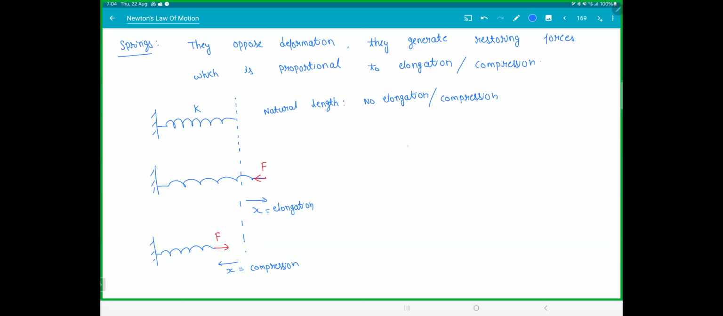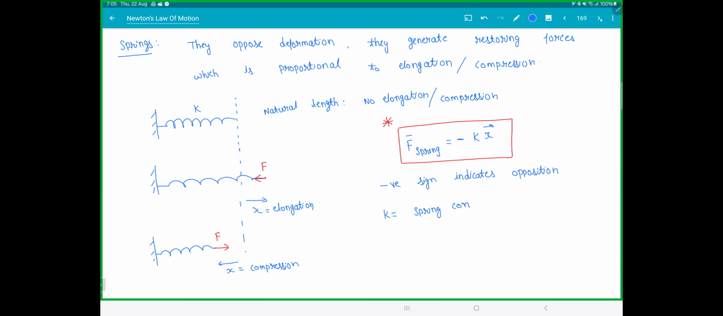So this force is given by F spring is given by minus K X bar. This is the formula. The negative sign indicates opposition. Look at that, F and X are always opposite. If you pull it, the force is backward. If you push it, the force is forward. The negative sign indicates opposition, and this K is called the spring constant.